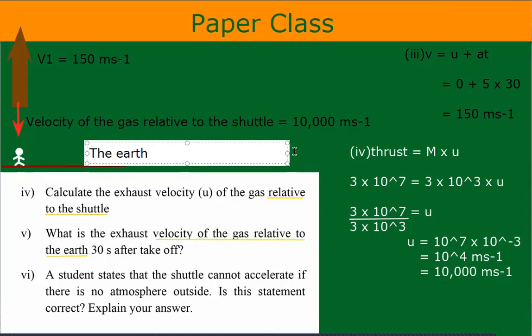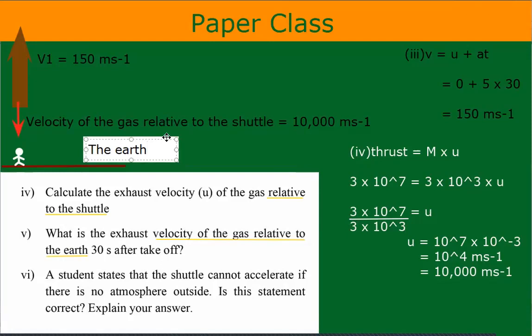Sir, 150 meters per second. Class, you must talk to me. You must answer my question. So as observed by this man, what is the velocity of the rocket? Sir, 150 meters per second.